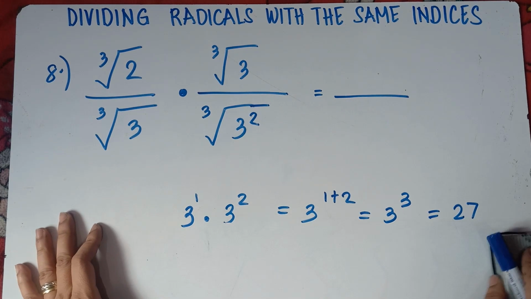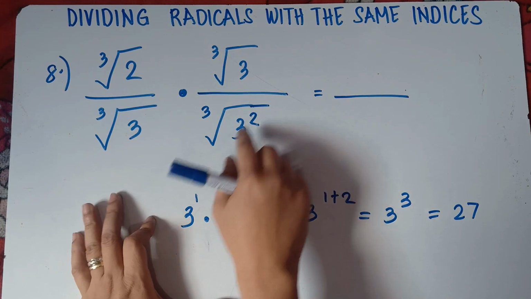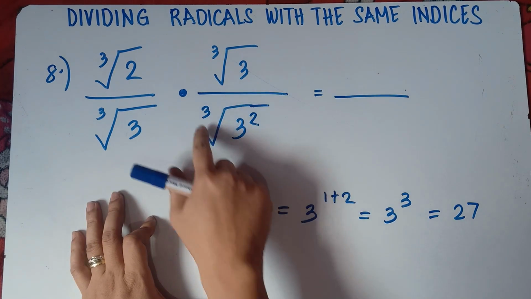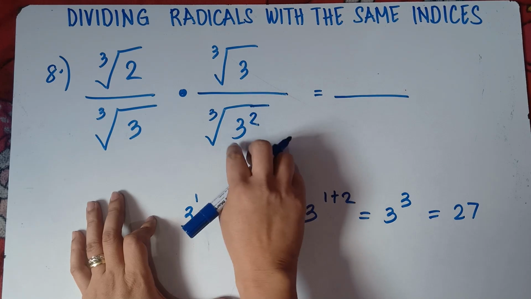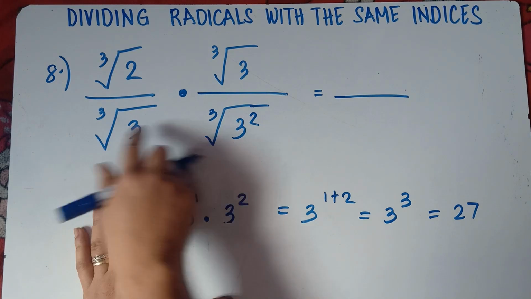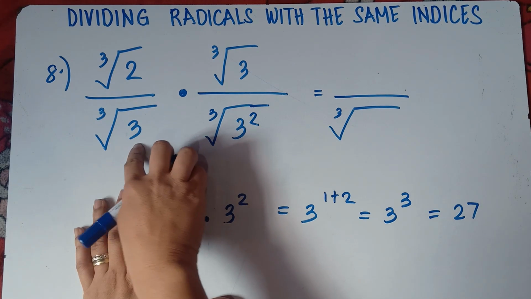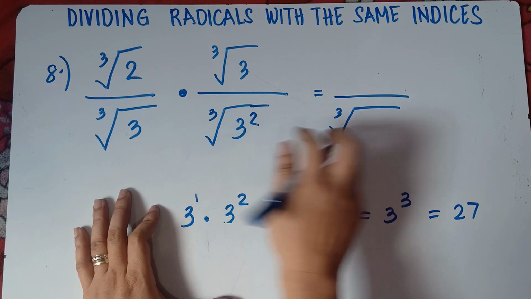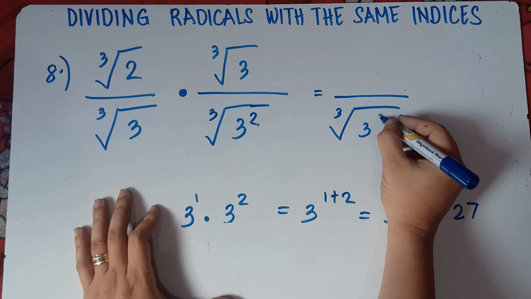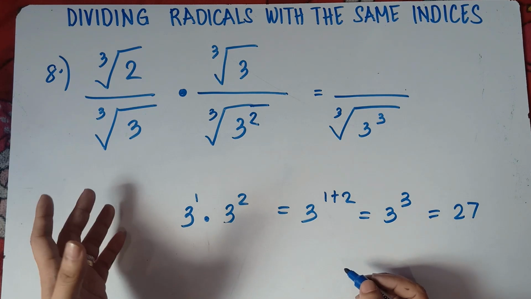Once again, we need to multiply this one. Not only 3, it should be the cube root of 3 squared. Why is that, sir? Because if we multiply this one, this will be the cube root of, okay, once again, 3 times 3 squared, that would be 3 raised to the power of 3. And go back to the rules of radicals.